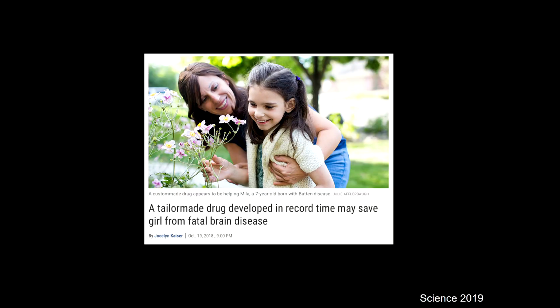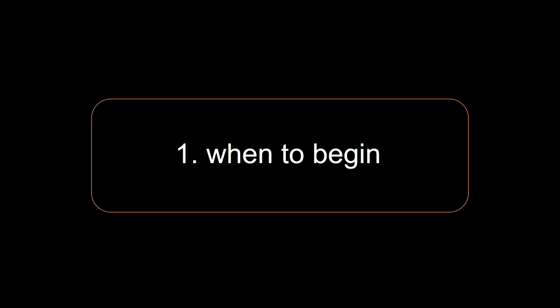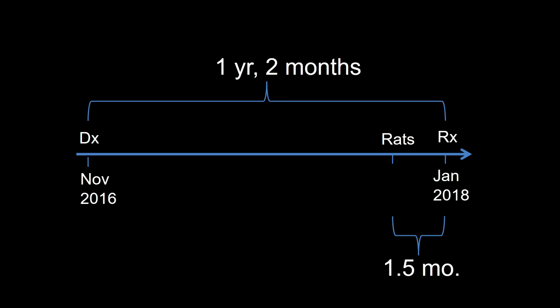So everyone here is familiar with the case of Mila, who received an antisense oligonucleotide for a very rare form of Batten disease. I think this case really illustrates some of the major challenges against some of the propositions that I advanced about how we oversee the ethics of early phase trials. So let's begin with the first question, when to begin clinical testing.